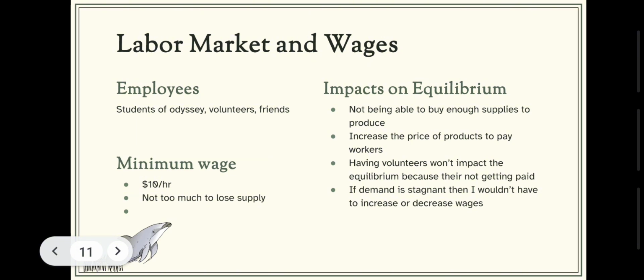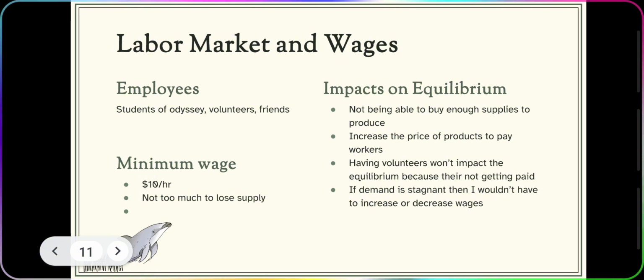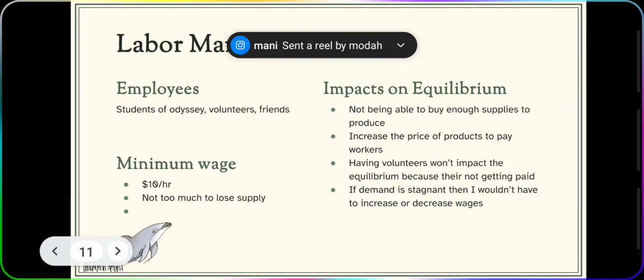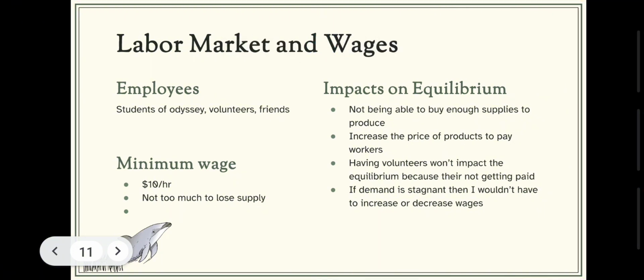And finally, for labor market and wages, if I had that, for employees, I would most likely have Odyssey students, volunteers, and maybe have my friends help me produce the keychains. And I'll probably pay them $10 an hour, because I think it's a pretty reasonable price, especially depending on the amount of time it would take to make each keychain. And I wouldn't lose enough money where I would lose supply.